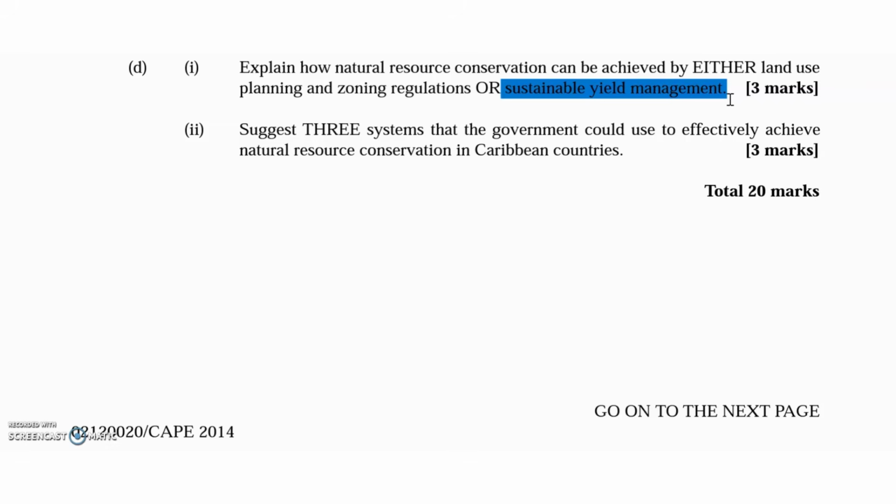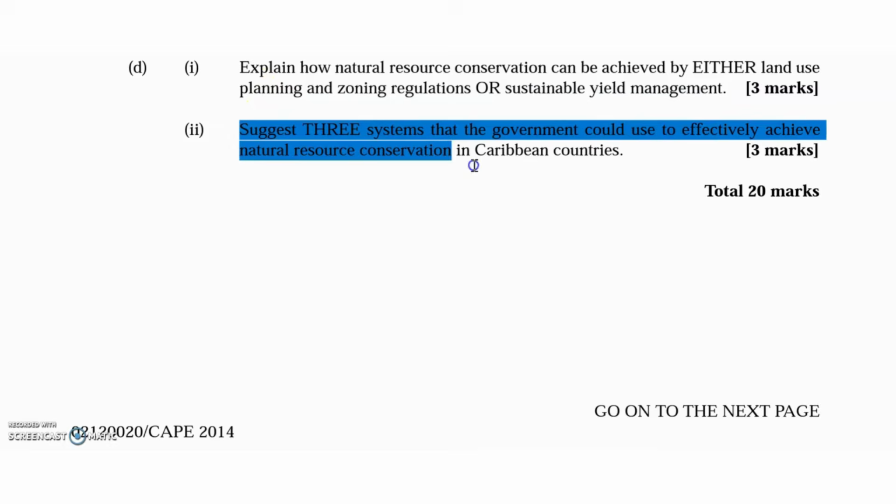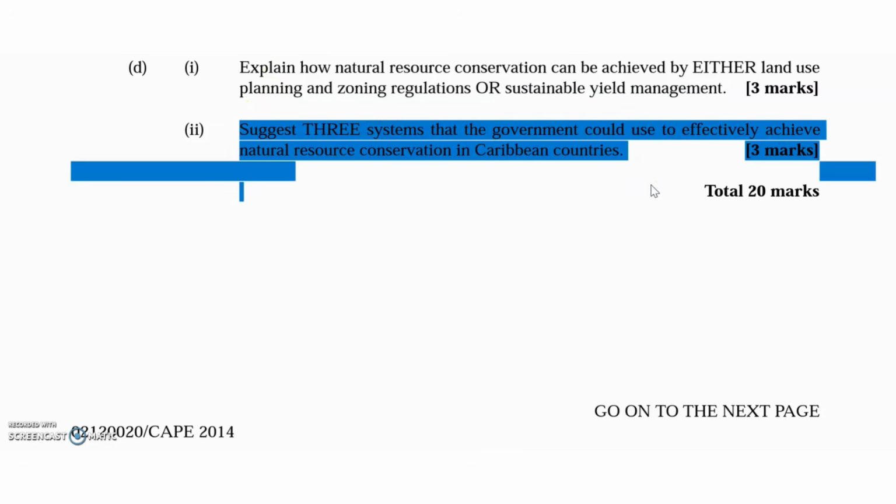All right. So D part 2 now suggests three systems that the government could use to effectively achieve natural resource conservation in Caribbean countries. First and foremost, there can in fact be a significant body, right? A properly established, very unbiased body, in an attempt to monitor and survey existing activities as it relates to resource extraction or consumption.